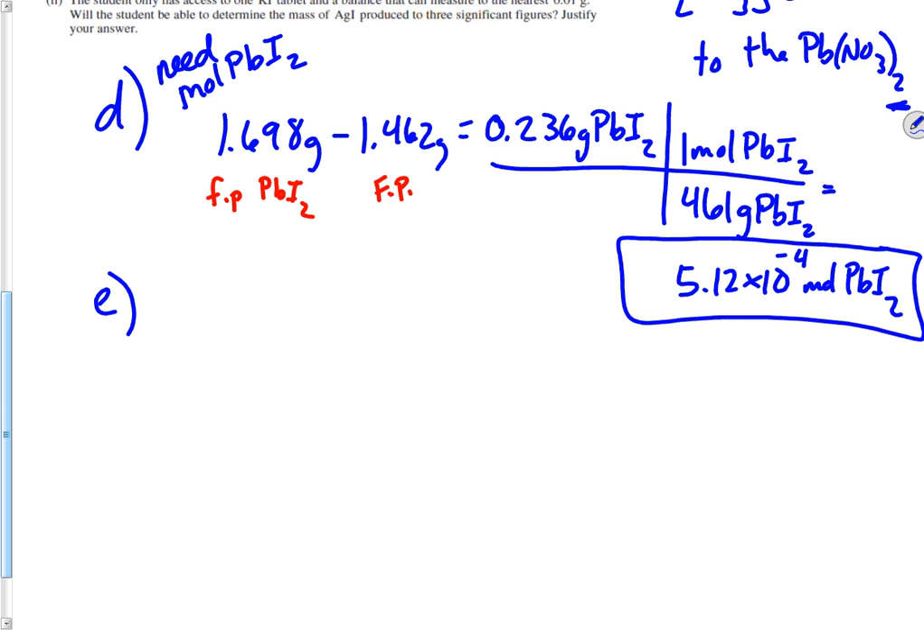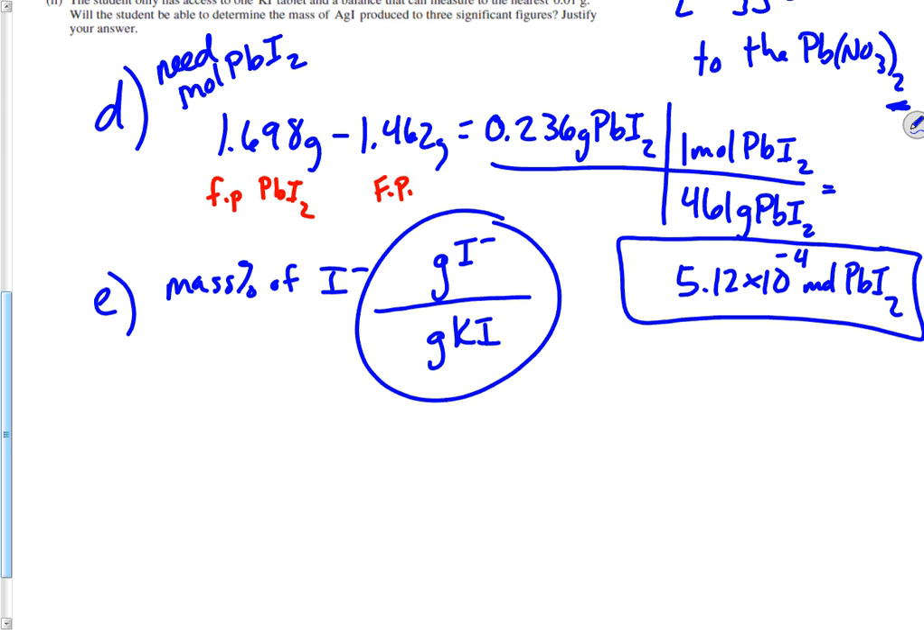Calculate the mass percent of I minus. All right, this is where everybody starts to fall apart. I want the mass percent of just the ion. So you got to break this down. What you need, you guys, you need this. You're going to need grams of I minus over the total grams, right? So in the tablet. So this is what you need.